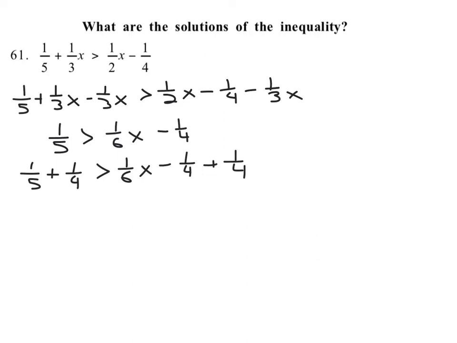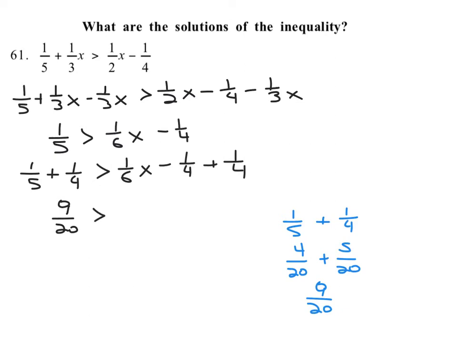Okay, now what is a fifth plus a fourth? I'm going to do the same thing down here. I'm going to say a fifth plus a fourth. What's the common denominator? It's 20. So I'm going to turn these both into fractions with 20 on the bottom. This is equal to 4/20ths, and this is equal to 5/20ths. So when I add them together, I get 9/20ths. Got it? So 9/20ths is greater than, these two amounts canceled out, and we get 1/6 x.